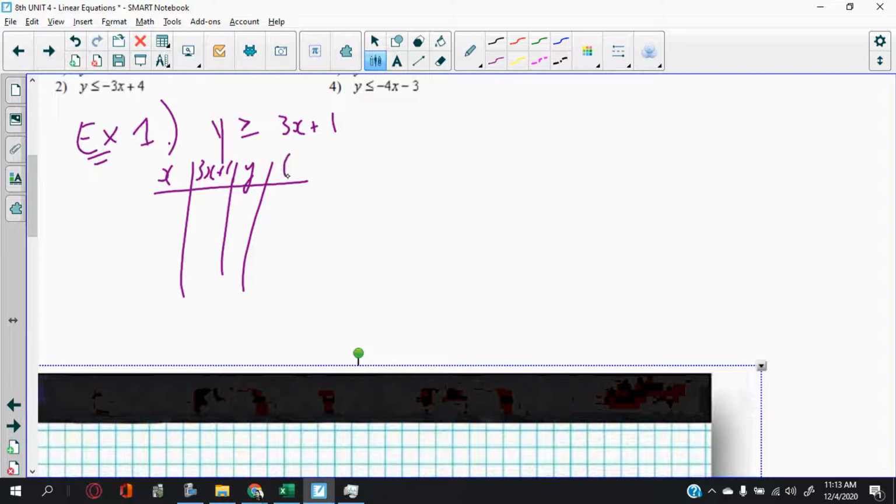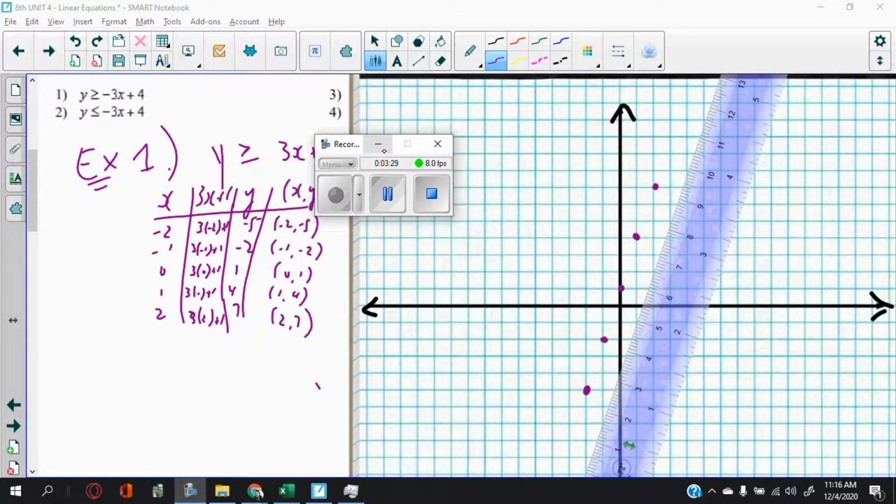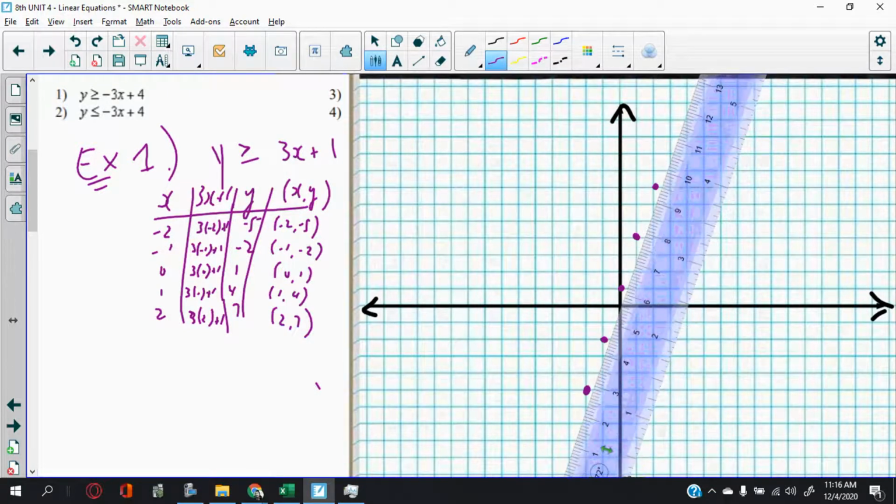Okay, so let's do two negative numbers, 0, and two positive numbers. So 3 times negative 2. Actually, I'm going to press pause and fast forward this, because you all know how to do this part. Okay, through the magic of television, I've created this table. I plotted the points. Now I'm going to connect them.